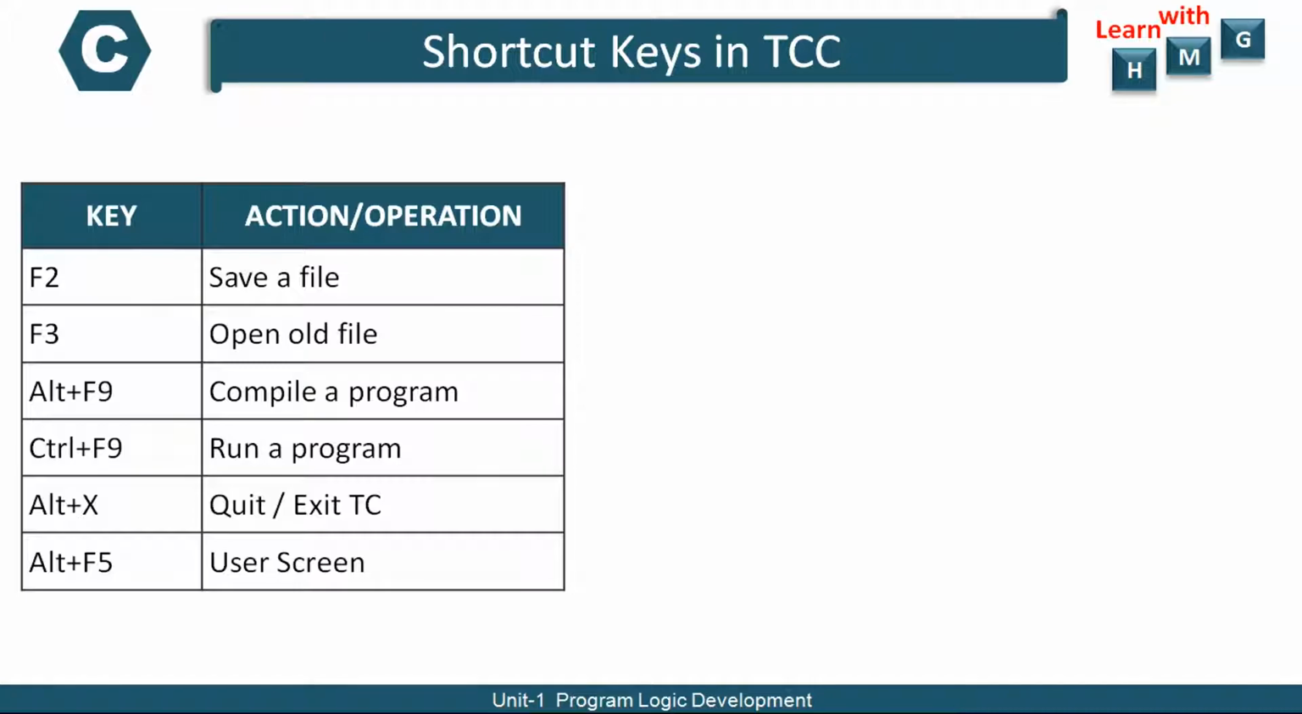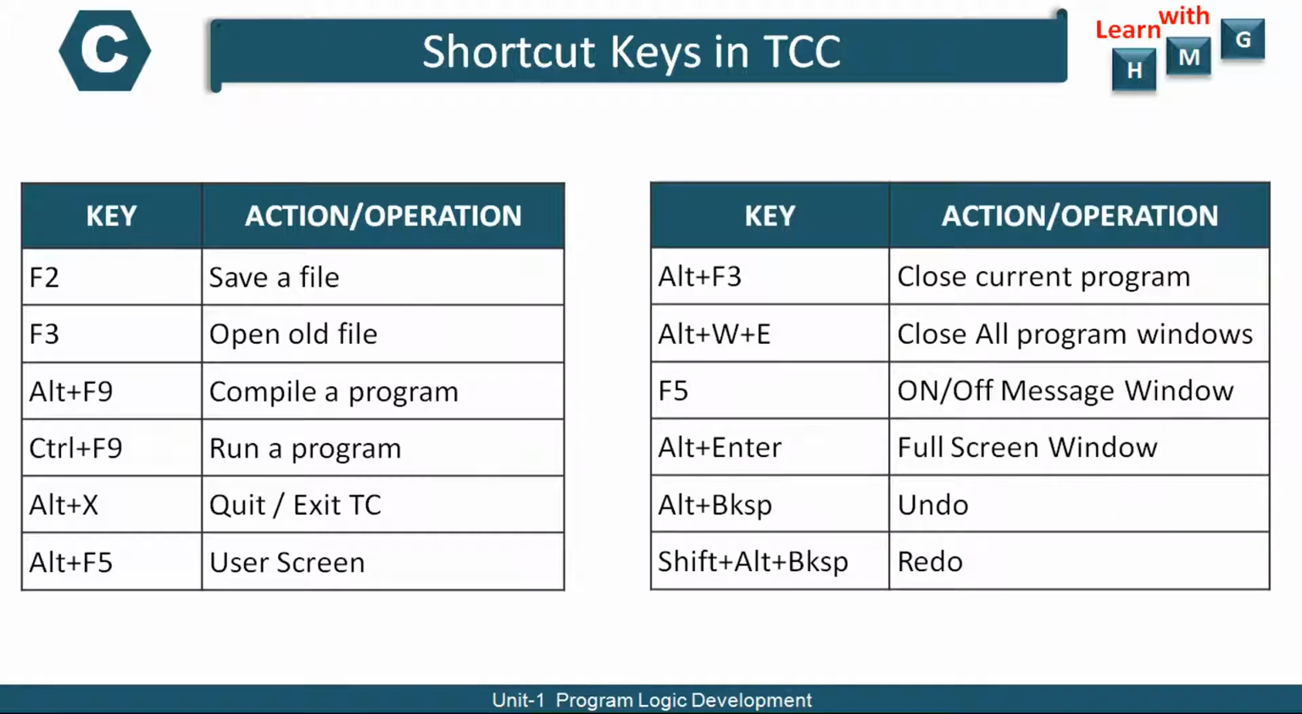So after running a program you come back to the program window, and suppose you want to go back to the output screen to check the output generated by the program again, you can press Alt F5 key. The next key is to close current program. Whatever the current program window, if you want to close it, press Alt F3. To close all program windows, press Alt W E.